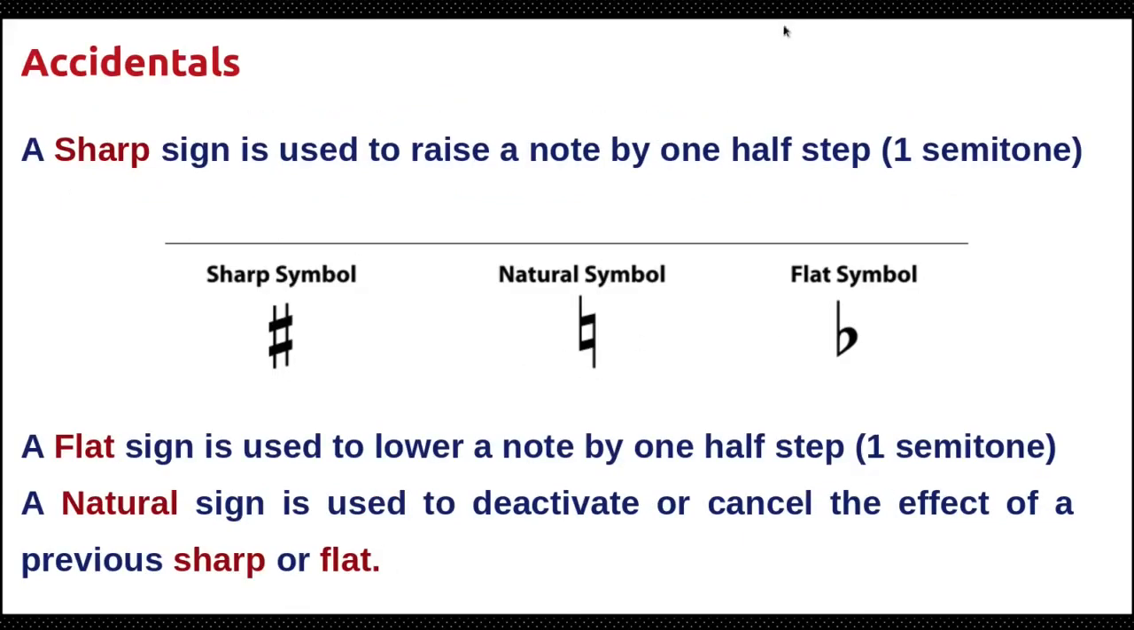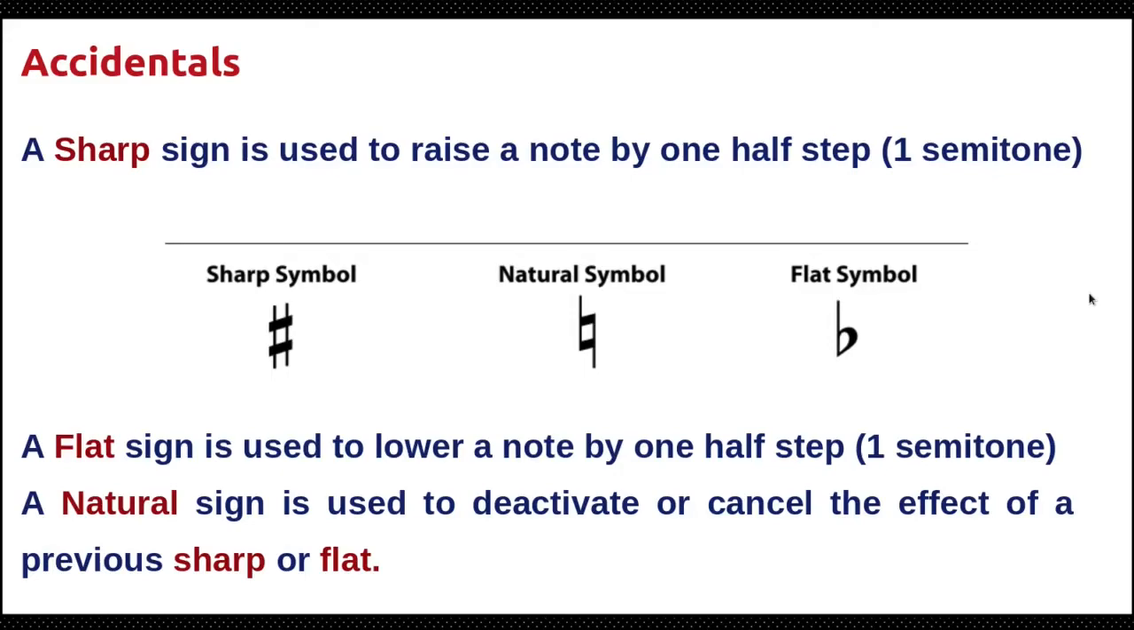So what do they do? A sharp sign, this symbol here, is used to raise the note by a half step. So it simply raises the pitch of a note by 1 semitone. That's what a sharp does. A flat is used to lower a note by a half step, also by 1 semitone. So when we say half step, we mean just a semitone movement.